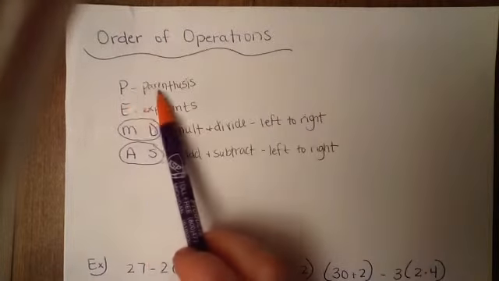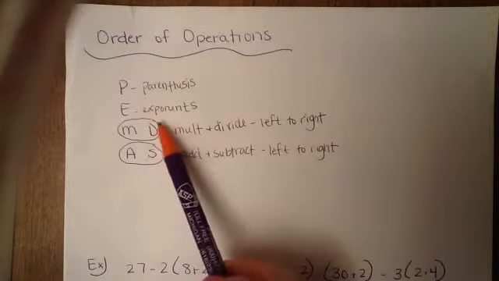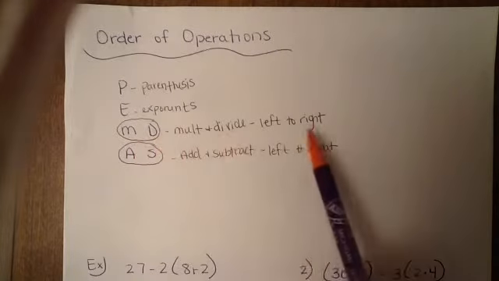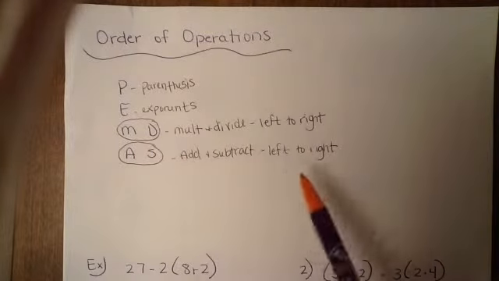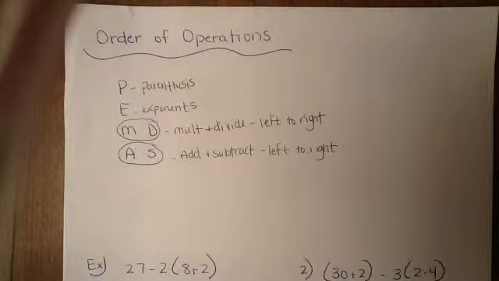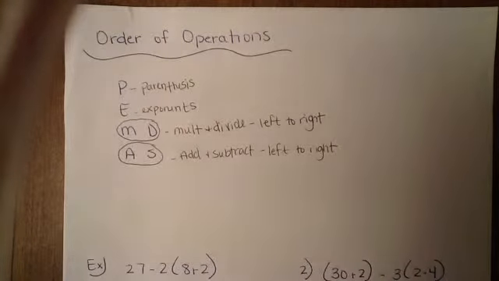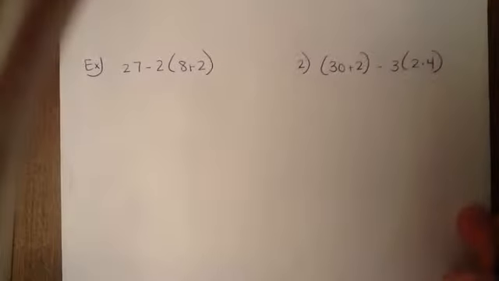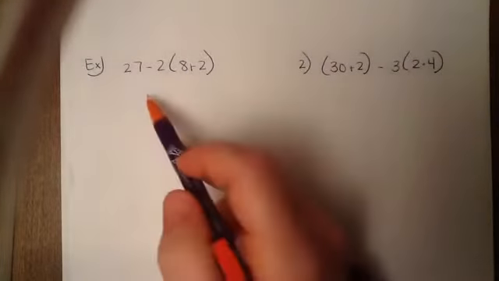PEMDAS. Parentheses first, then exponents. Multiply and divide left to right. Finish off with add or subtract left to right. We're going to use these rules to solve a few problems. Okay. Take a look at these. All right. Our first example.